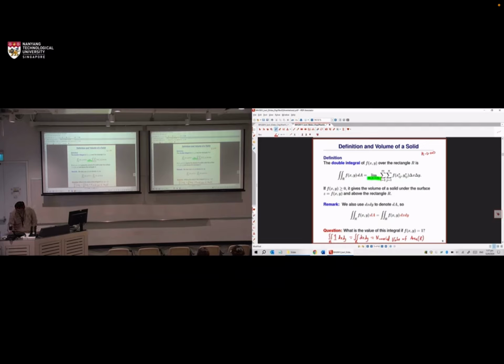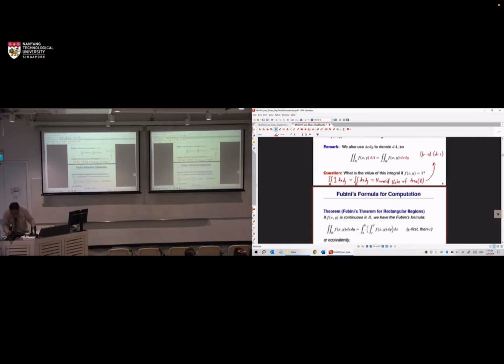In this case, because the region R is a rectangle, it's just (b minus a) multiplied by (d minus c). Not all cases are like that. This is just an example. Because the base R happens to be a rectangle, I can easily write out the formula like this.